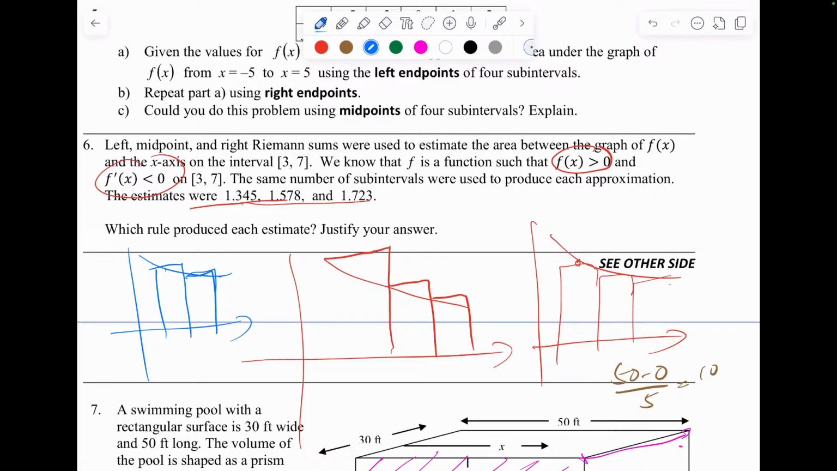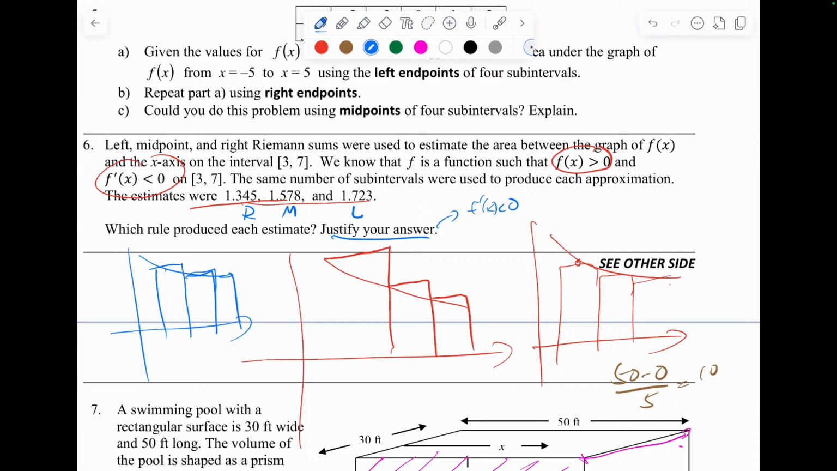Does that make sense? So it's right in between. So therefore, this one is left, this one's right, this one's middle. And how do you decide that? Now, how do I justify? You can say f prime x is less than 0. That's it. Because f prime of x is less than 0.